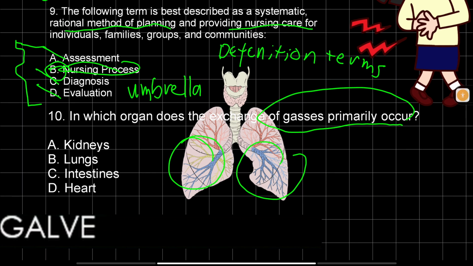Time is up, you guys. Very good. The answer, tapusin na natin to. Letter B, lungs. The exchange of gases primarily occurs in the lungs. This process, known as respiration, involves the inhalation of oxygen, or O2, and the exhalation of carbon dioxide, or CO2. The lungs facilitate this gas exchange between the air and the bloodstream through the respiratory system's complex network of bronchi, bronchioles, and alveoli.